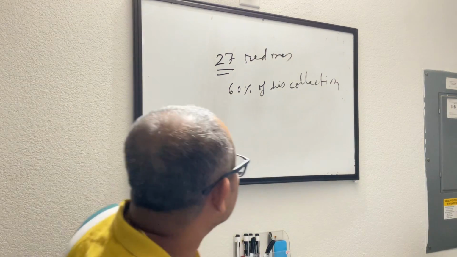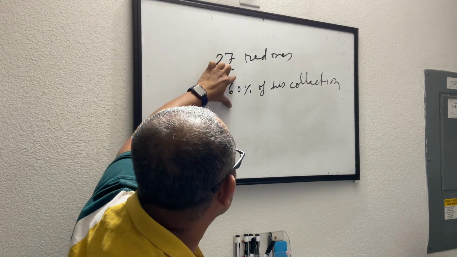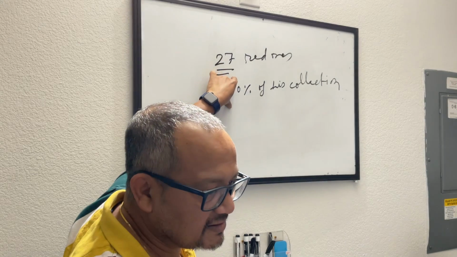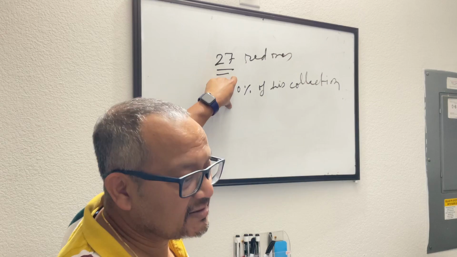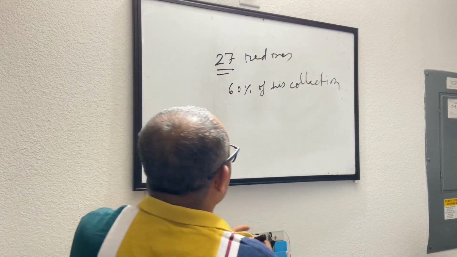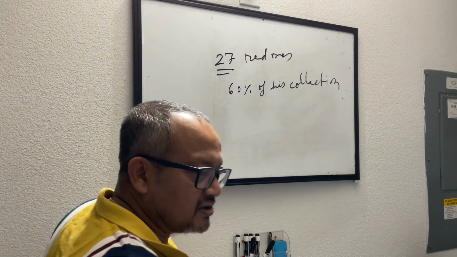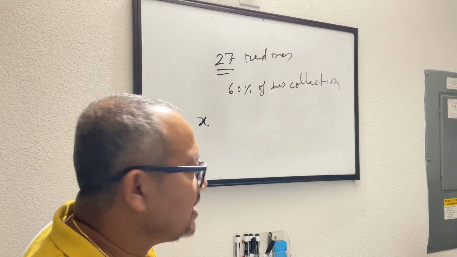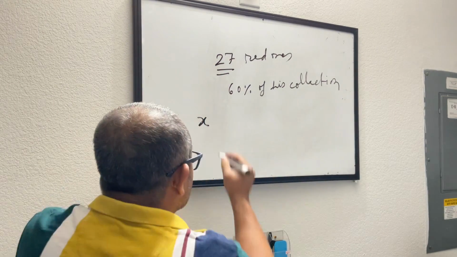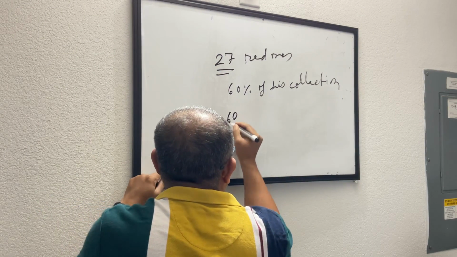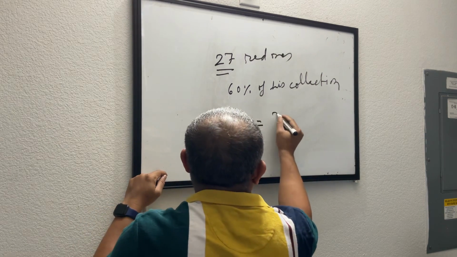Yes. The question says he has 27 red cars, which is 60% of the total number of cars he has. Okay? The question is, what is the total number of cars he has? So let's say we don't know how many cars he has. Let's say it is X number of cars. Okay? 60% of that is the red ones. So 60% of X is equal to 27.